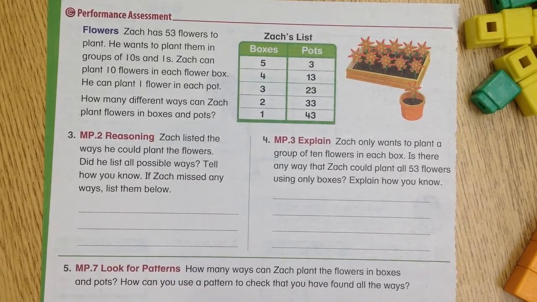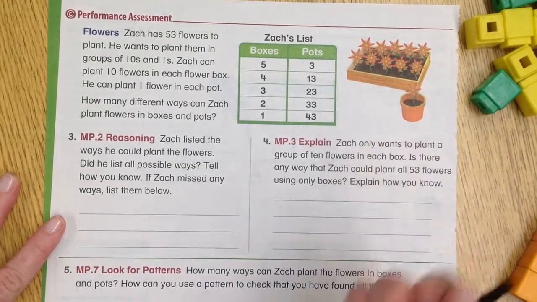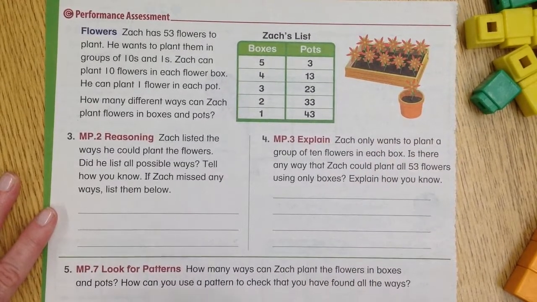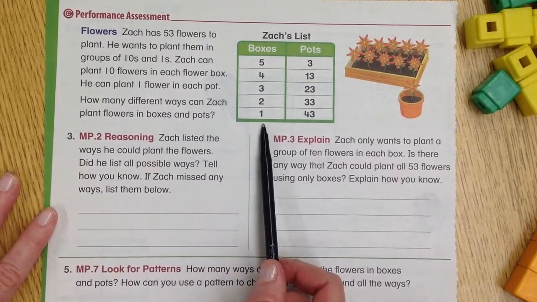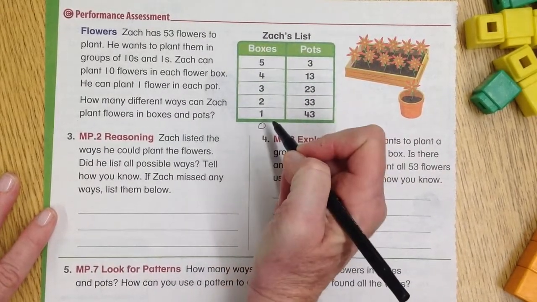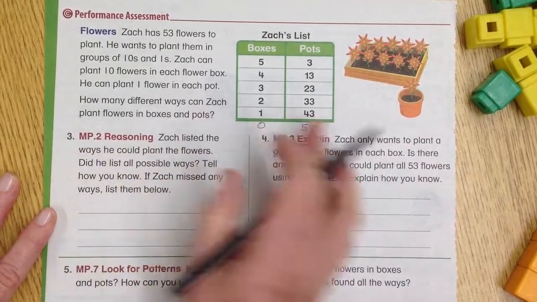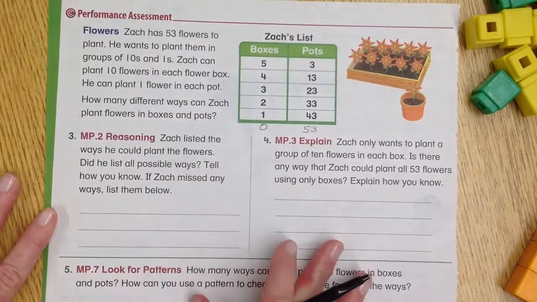Zach can plant 10 flowers at each flower box. He can plant 1 flower in each pot. How many different ways can Zach plant flowers in boxes and pots? All right, number 3. So it looks like he can do 1, 2, 3, 4, 5 different ways, huh? Oh, actually, he could do one more. He could have no boxes and 53 pots. But if he wants to use both, he can only do 5 different things.